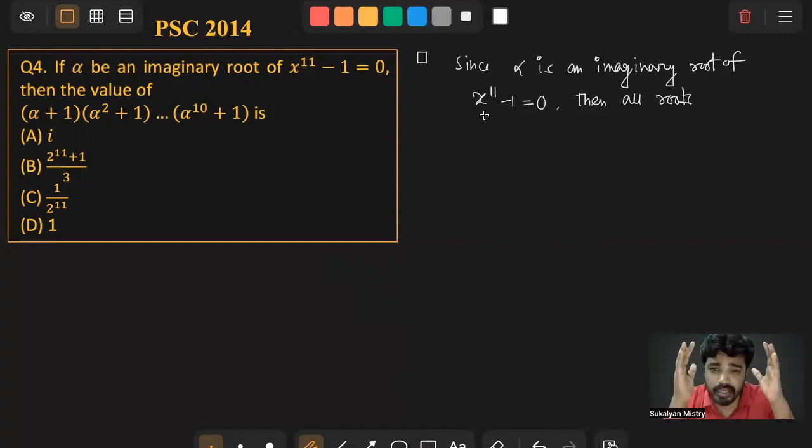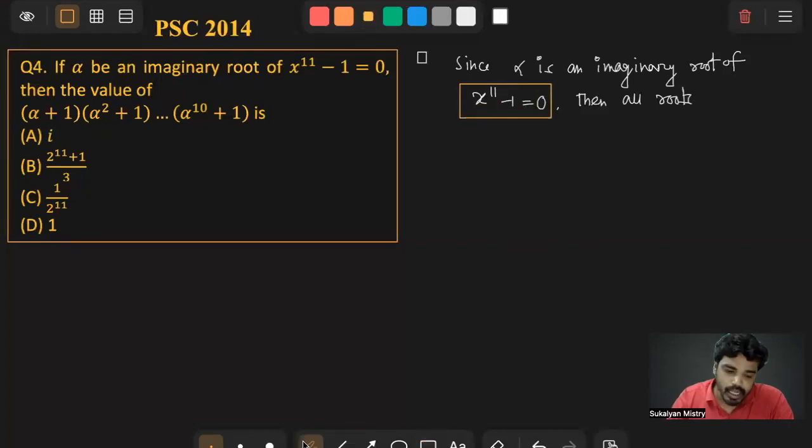All roots are 1, alpha, alpha square up to alpha to the power 10. Take, if alpha be an imaginary root of x to the power n minus 1 is equal to 0, then the roots are 1, alpha, alpha square up to alpha to the power n minus 1, right? So since alpha is an imaginary root of x to the power 11 minus 1 is equal to 0, all roots are 1, alpha, alpha square up to alpha to the power 10.